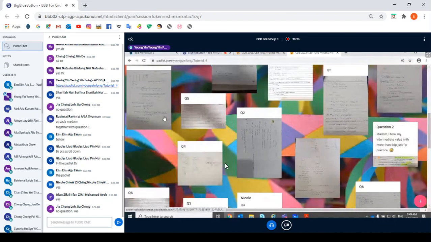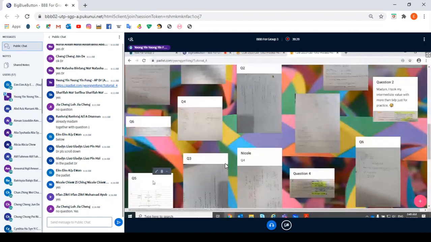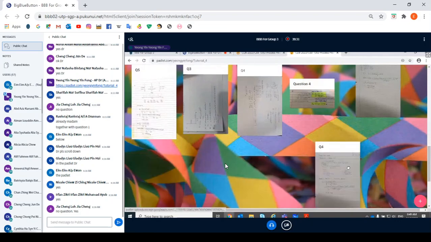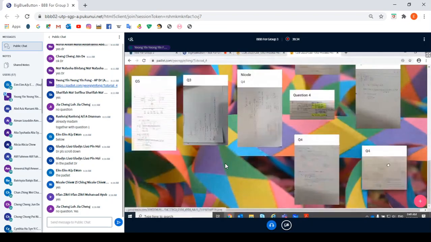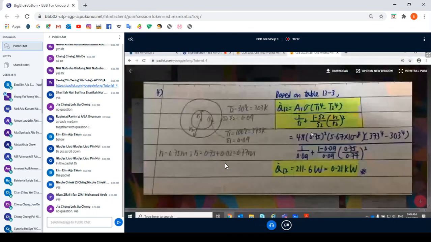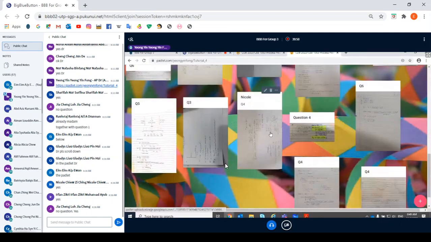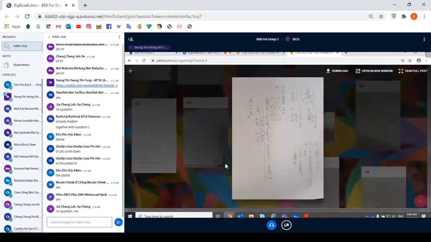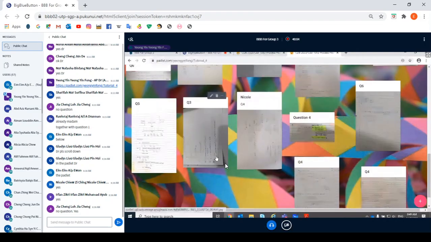I'm very happy, students. I see all this. All right, straightforward. Okay, you will get 211.6, correct? Okay, 211.6 watts. All right. And then I need to check Nicole. Yeah, correct. Nice drawing. Nice calculations. Nice start. Okay, good.